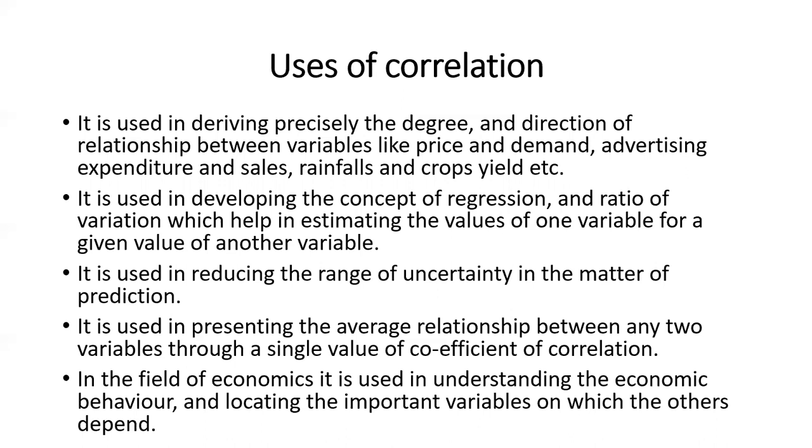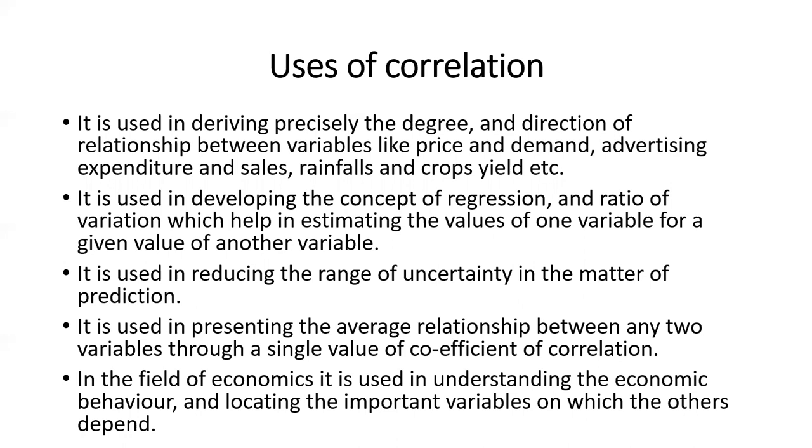Then it is used in developing the concept of regression. Before studying the regression concept, it is necessary to understand correlation. Whenever there is a correlation among the variables, only then can we say that there is a chance of a cause and effect relationship. That is regression. The ratio of variations helps to estimate the value of one variable for a given value of another variable. So this is written about regression.